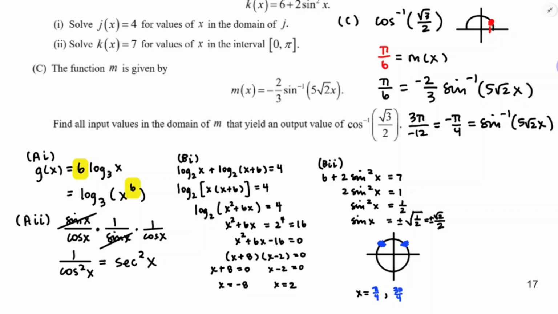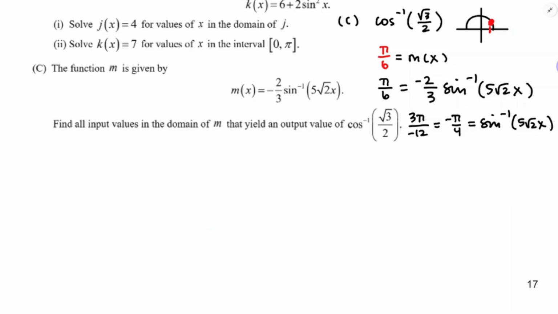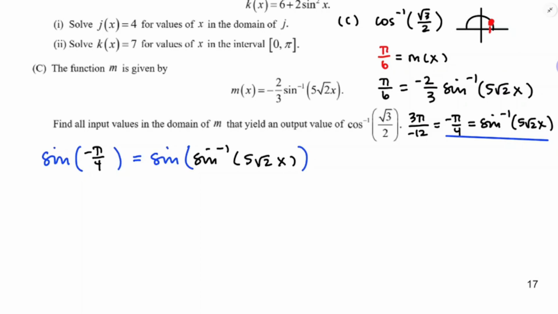Now I'm going to have to get rid of the rest of the work here because I'm going to need some more space. And once I've got this equation right here, I think this is where the trick is in this problem. I'm going to take the sine of both sides, because if two things are equal, then their sines should be equal as well. So I'm going to be saying that sine of negative pi over 4 equals sine of arc sine of 5 root 2x.